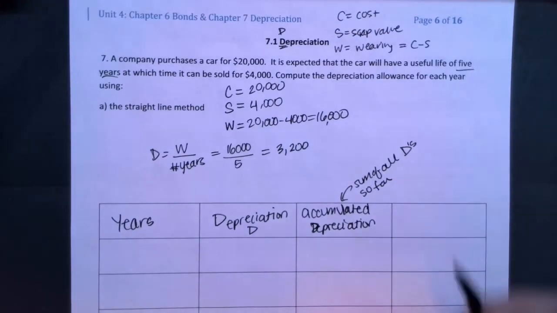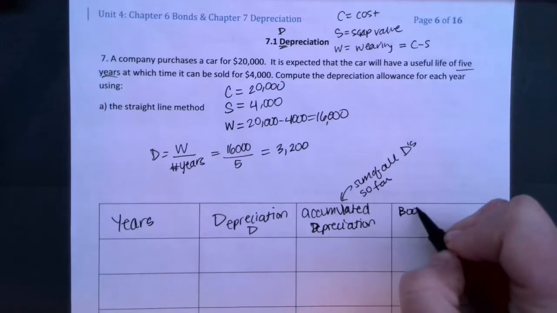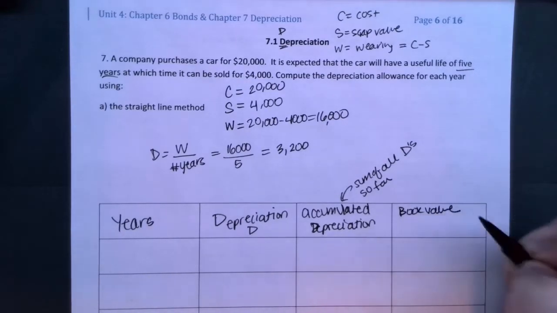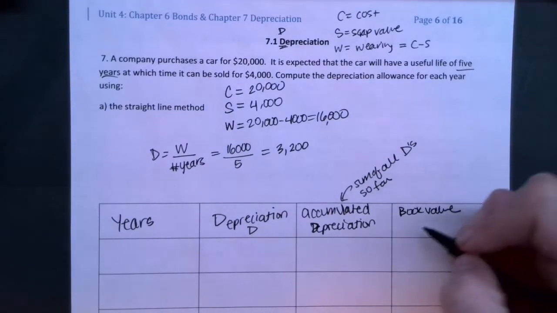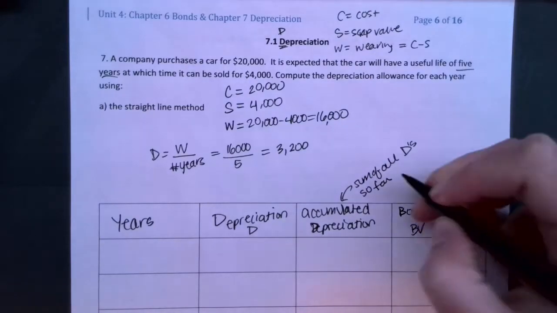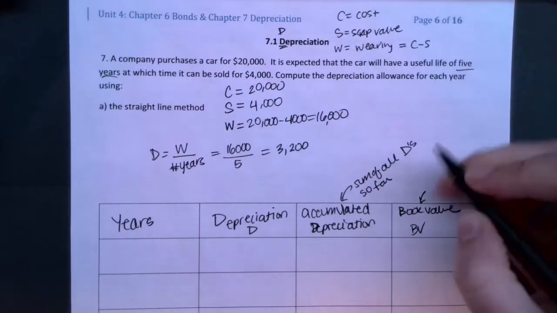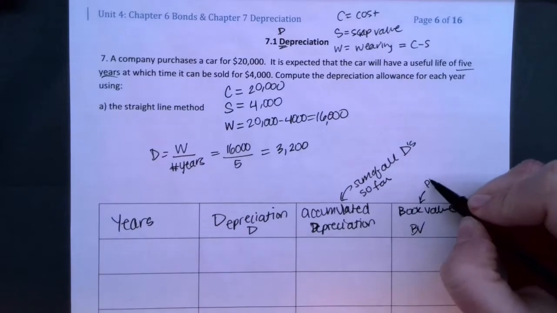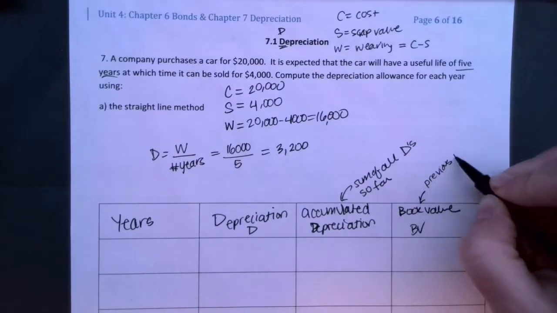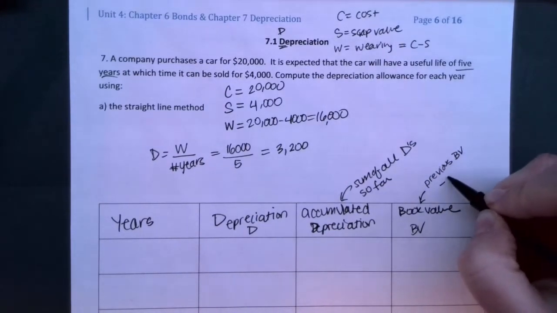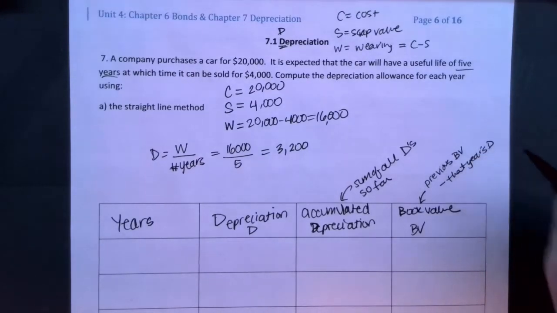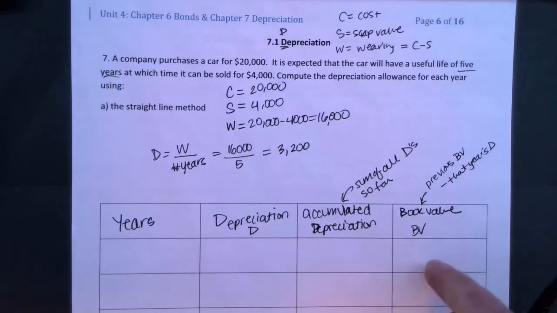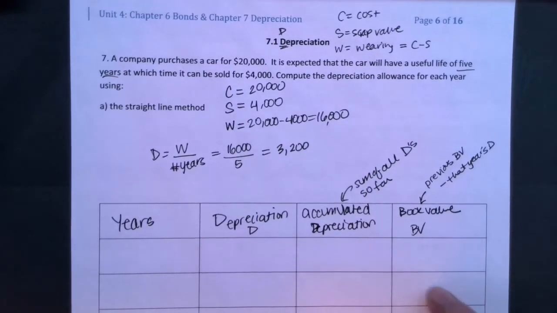And then last we have our book value. Book value is the cost at the end of the year after we apply the depreciation. I usually abbreviate this BV later, but the idea here is that the book value is always going to be the previous book value minus that year's depreciation. So to get this one, I take this minus this to get this.